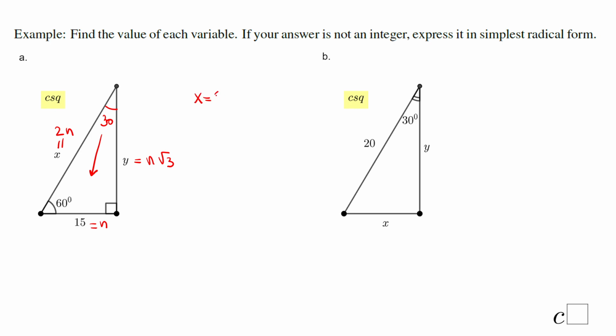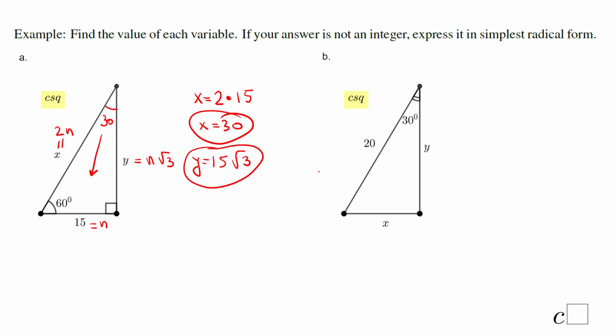So we can just simply plug it in. X will be 2n, 2 times 15, and that will be 30. And y is this n, 15 times square root of 3. So this is the simplest one.